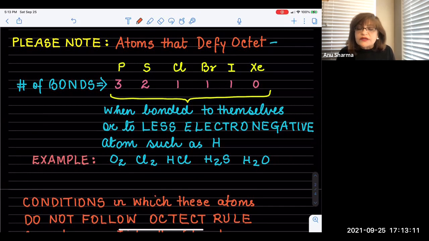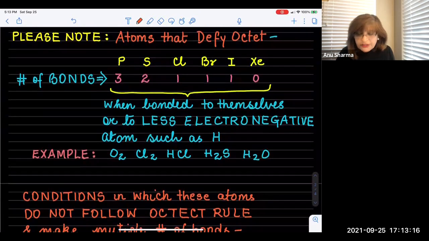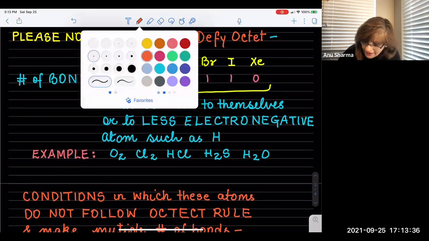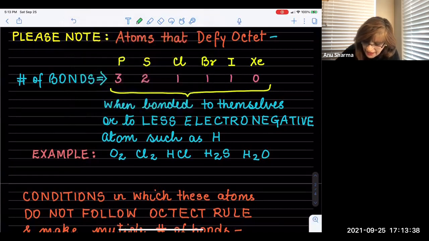So in order to confirm further, we use all these different methods to further confirm our understanding of the bonding in the molecule. So anyways, please note, this is very important, and you're not going to find this commonly here and there, so I've provided this information to you here: atoms that defy the octet. And which ones are those? We have phosphorus, sulfur, chlorine, bromine, iodine, and xenon.